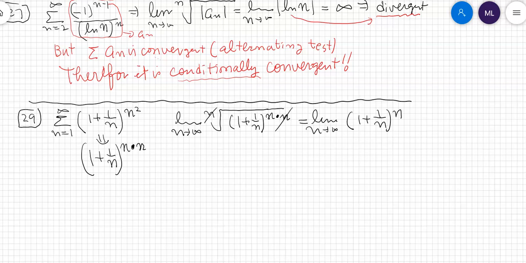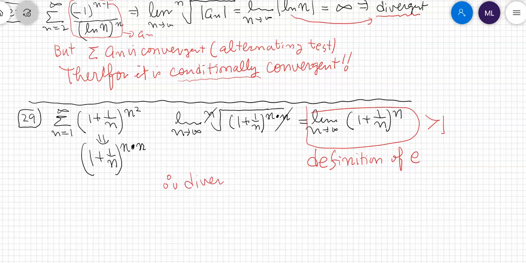This is the definition of what? You calculus student, okay? Definition of e. But so this is bigger than 1. Therefore, divergence. Okay? Very good question.